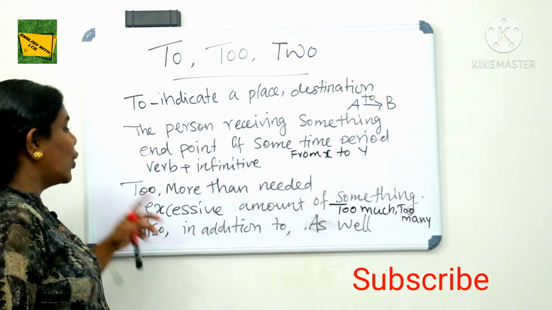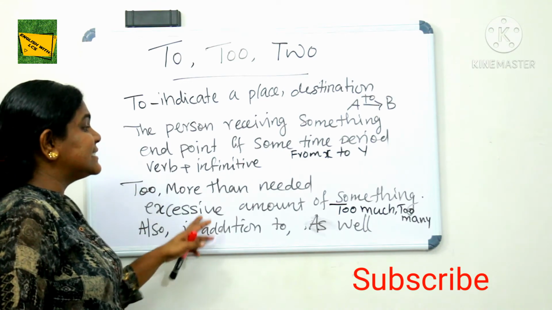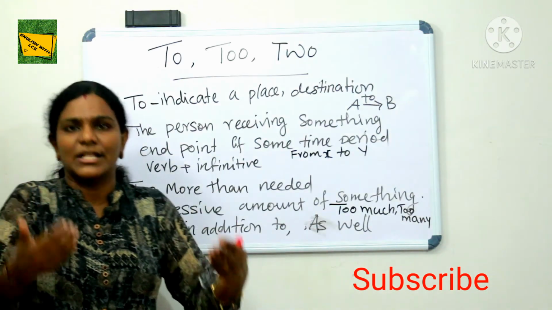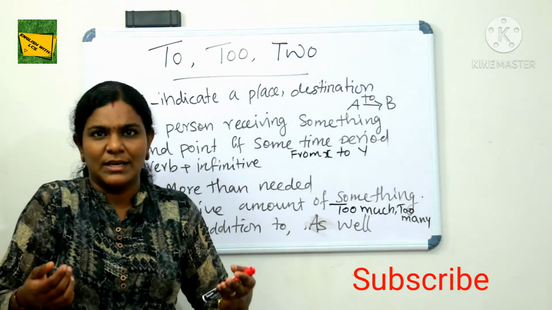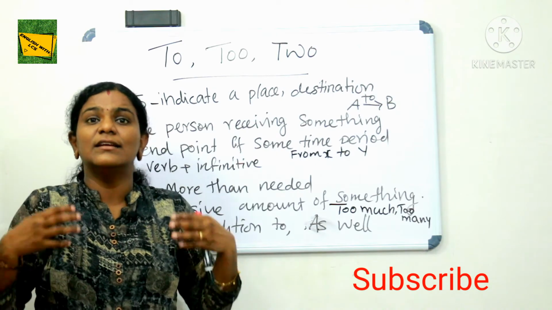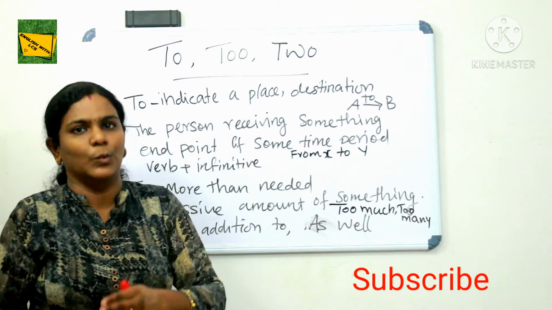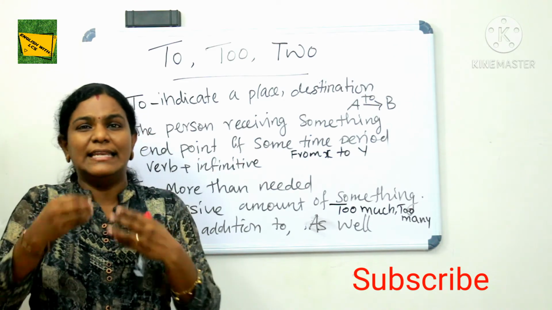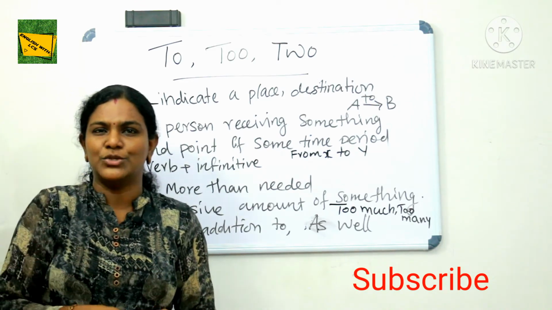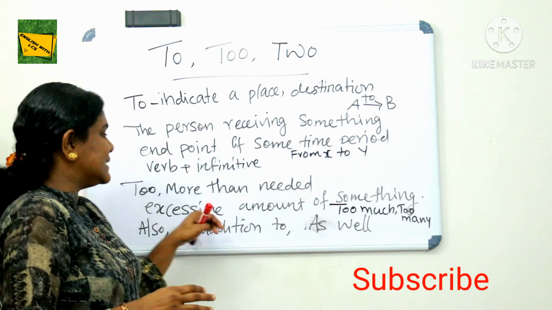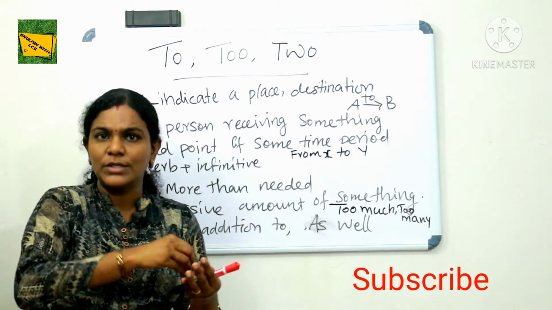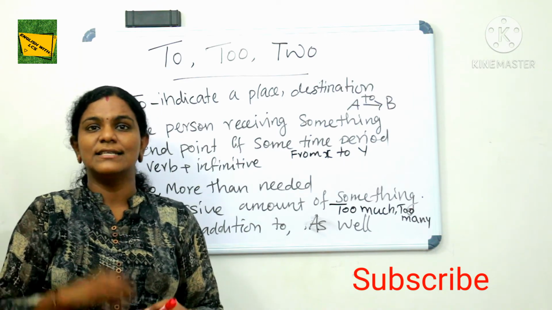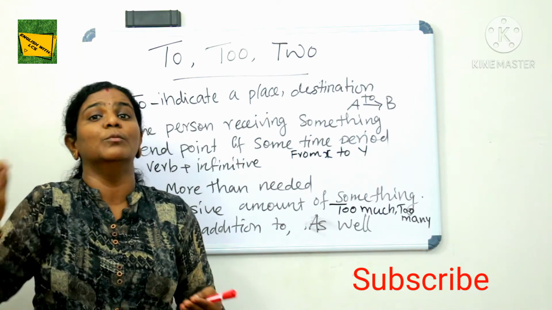The second usage is to indicate something which is an excessive amount of something, which means too much or too many. We can say there is too much salt in the soup. So there is a limit of salt when we add it into a soup, but the thing is that it is an excessive amount. We have put an excessive amount of salt in that soup. So we can say that the salt in the soup is too much.